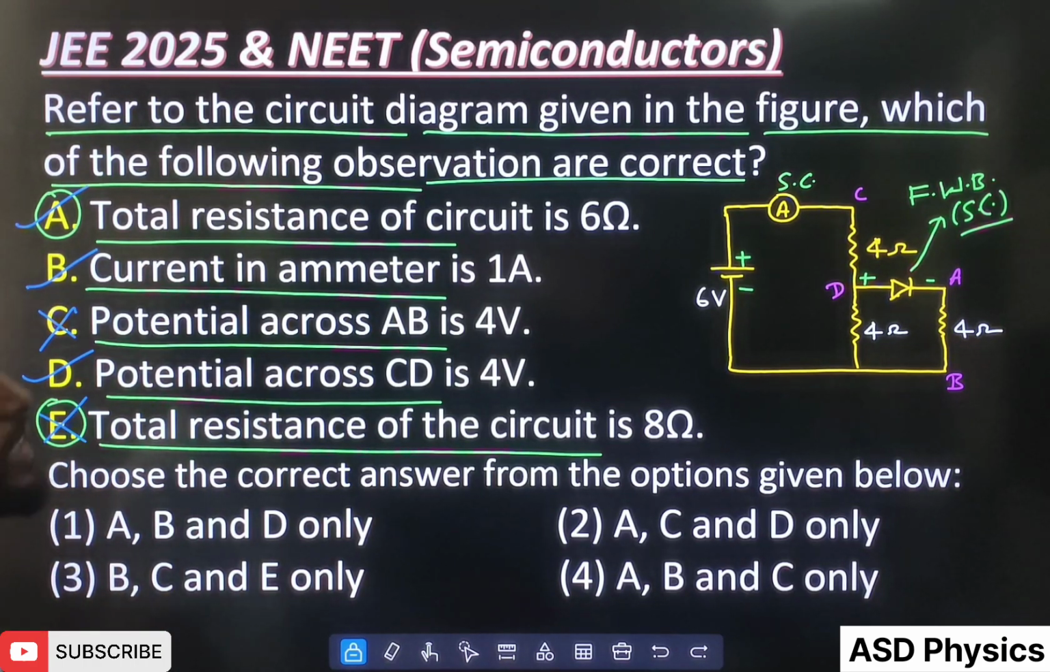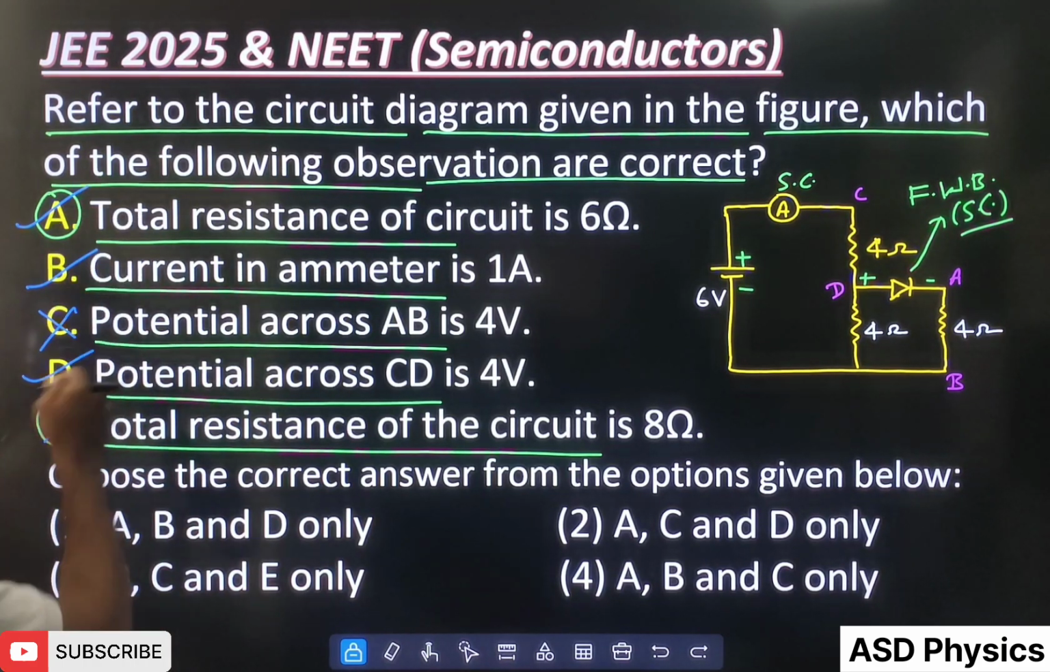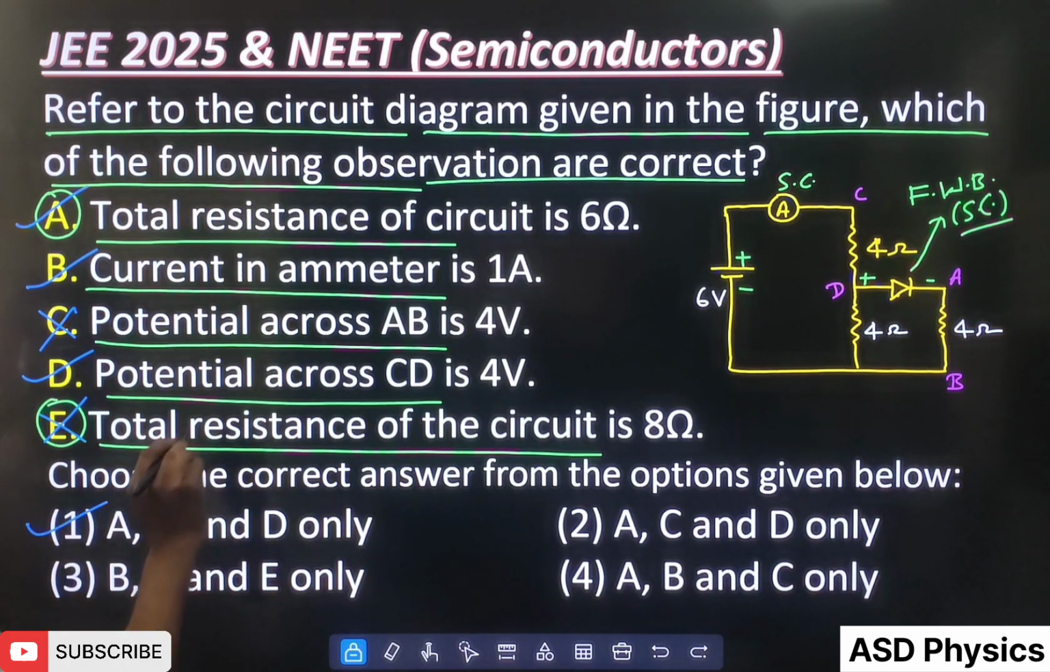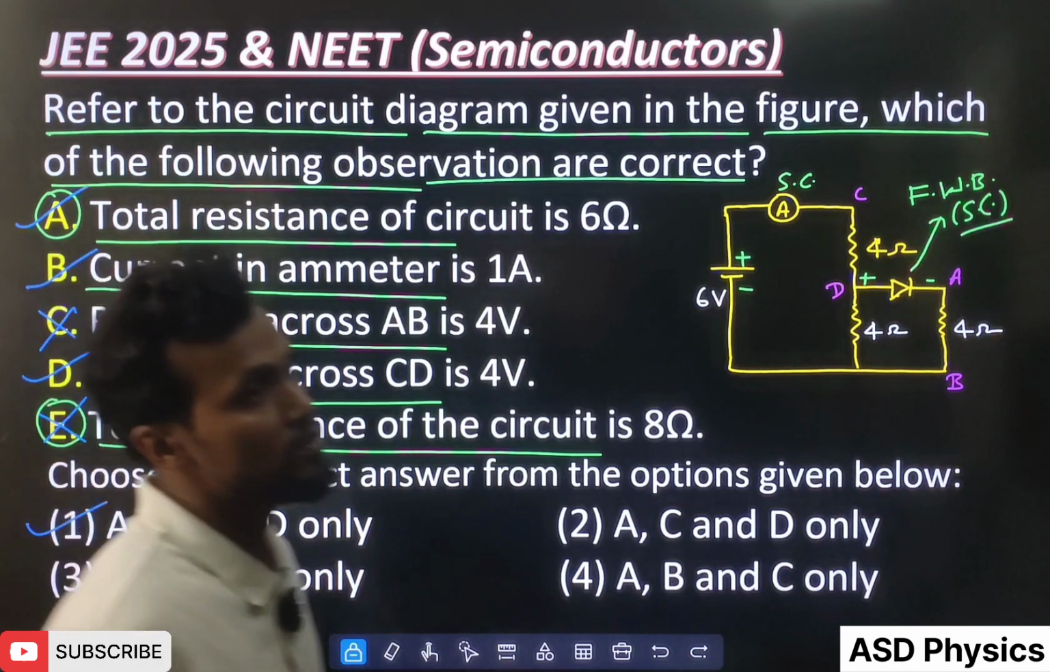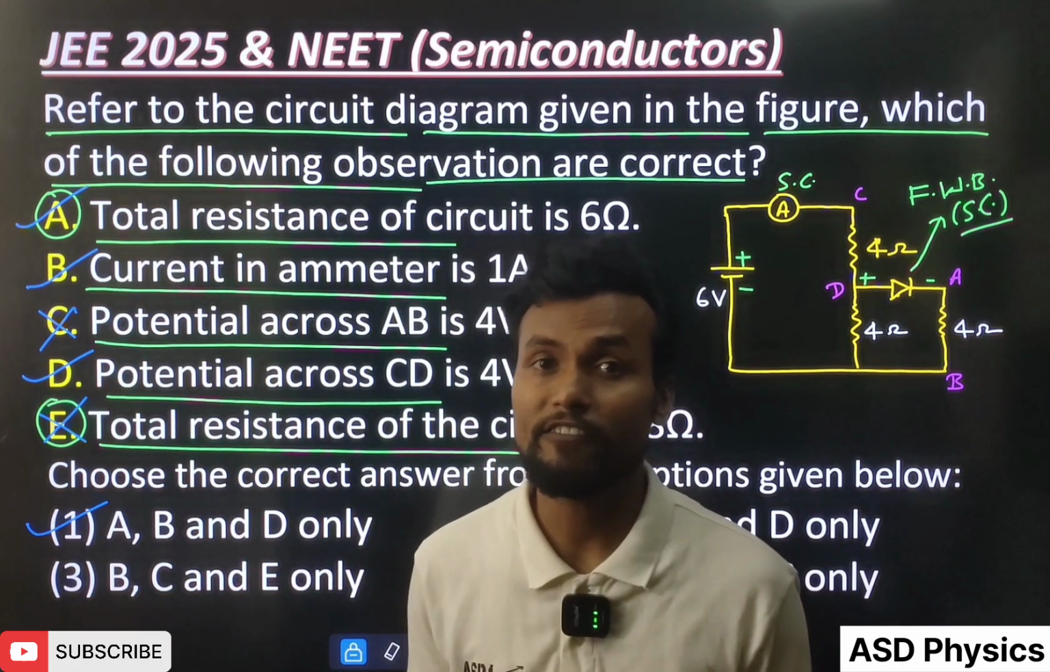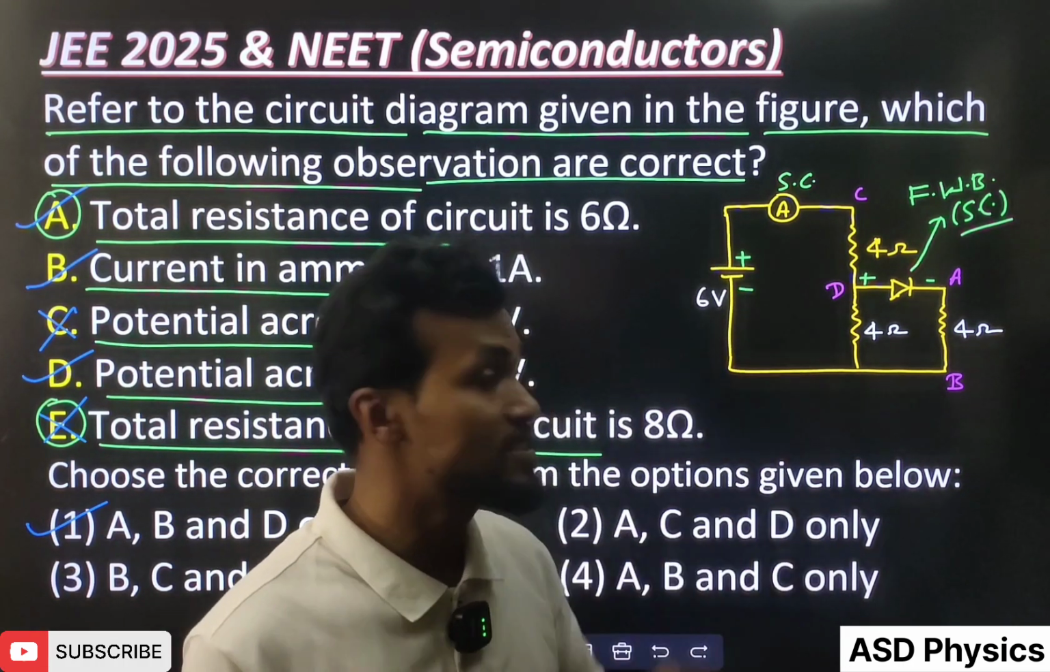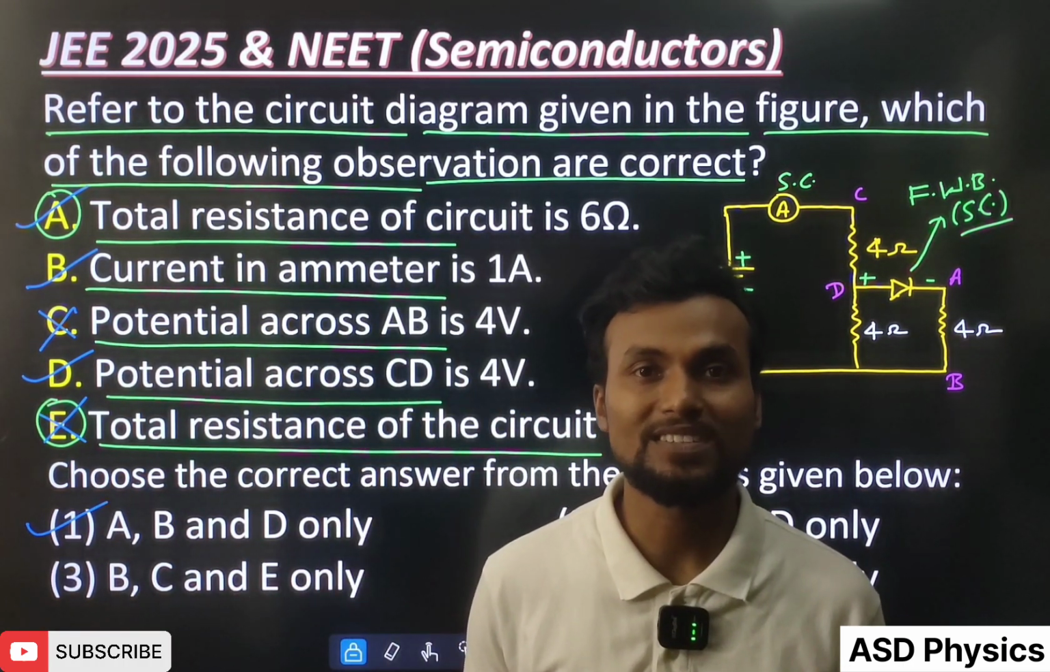So which option is correct here? You can see A, B and D are the correct options, and here you can see option 1 is correct. Is it, students? So I hope this question of JEE 2025 based upon the diode in circuit is very clear to you. Keep studying, keep growing.